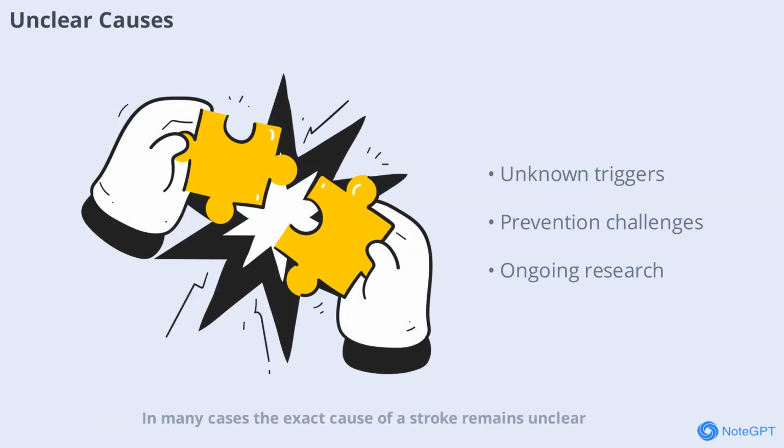In many cases, the exact cause of a stroke remains unclear. While risk factors and mechanisms like coagulation and inflammation are known, some strokes occur without an identifiable trigger. This uncertainty can make prevention challenging, but ongoing research continues to uncover new insights into stroke mechanisms and potential interventions.